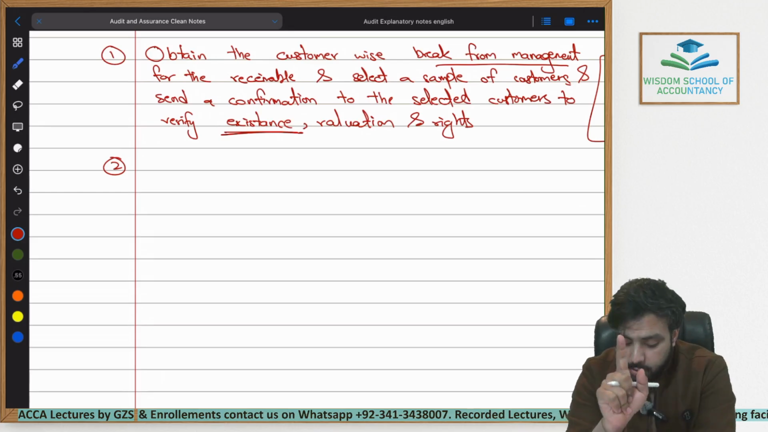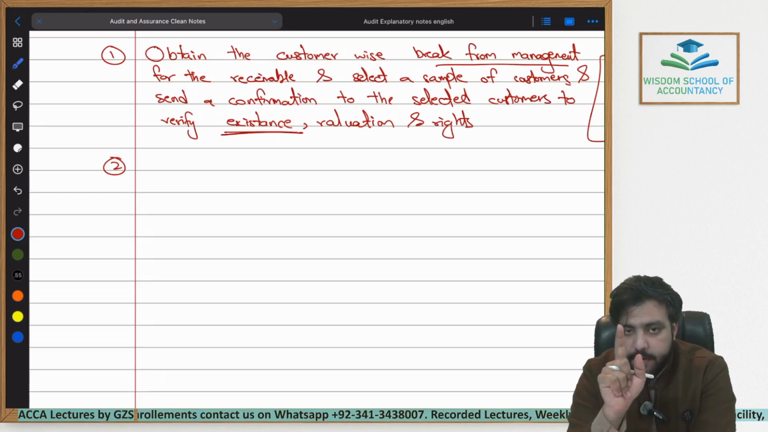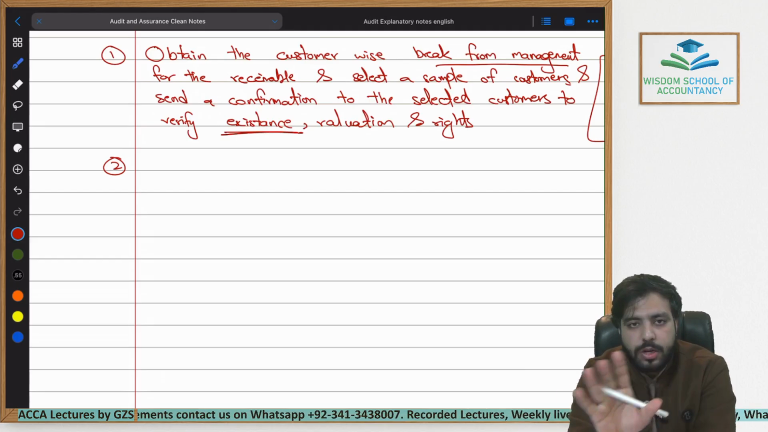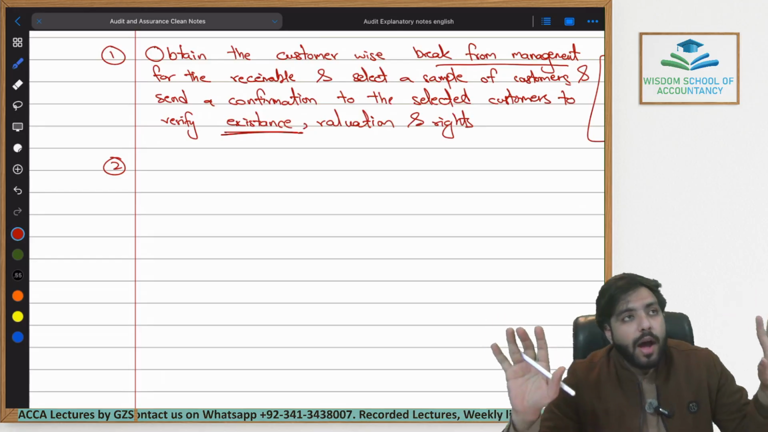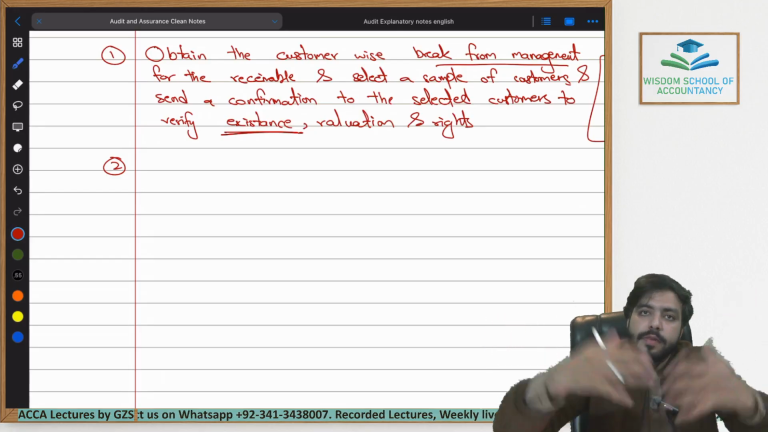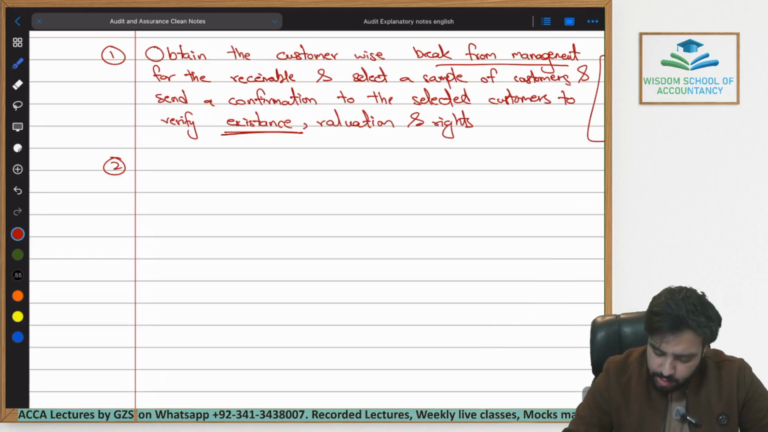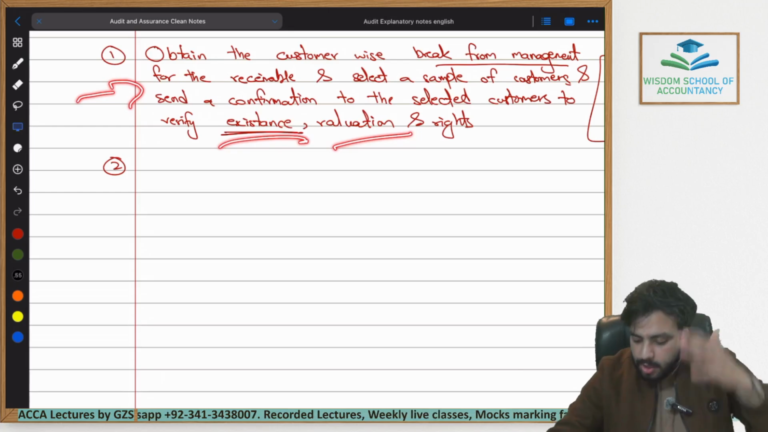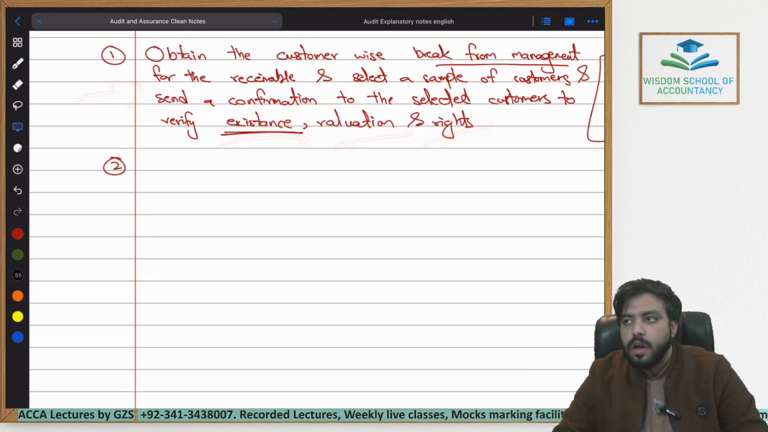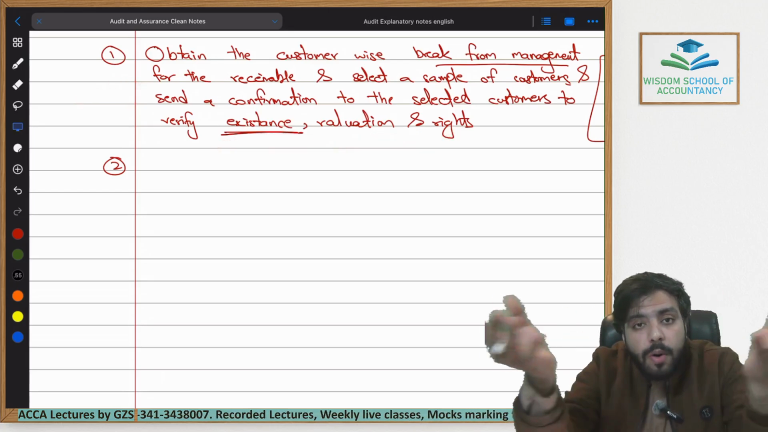And stop wasting your time within the exam as well. The time is very important. Writing down the same procedure again and again is not going to give you scores. Now, a lot of students have this in their minds: we have already verified existence, valuation, and rights with this procedure. Is there a need to perform more procedures?